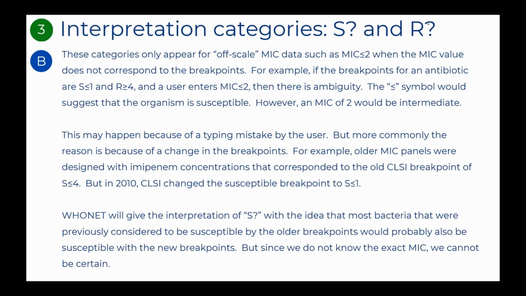The categories of S? and R? only appear for off-scale MIC data, such as MIC ≤2, when the MIC breakpoint does not correspond to the breakpoints. For example, if the breakpoints for an antibiotic are S ≤1 and R ≥4, and if there is an isolate where the user enters an MIC ≤2, there is ambiguity.